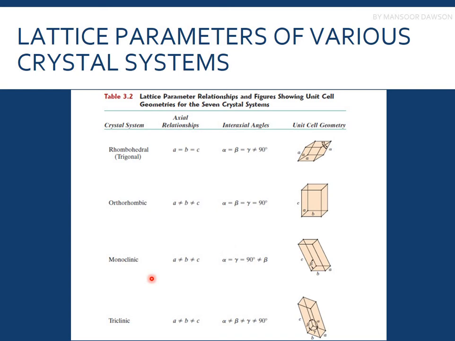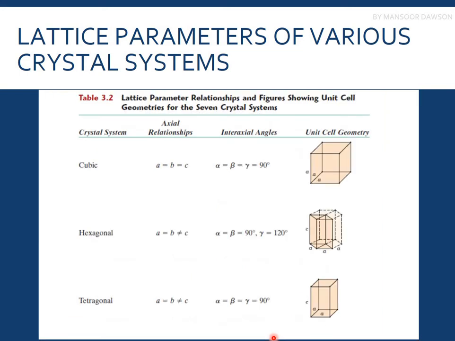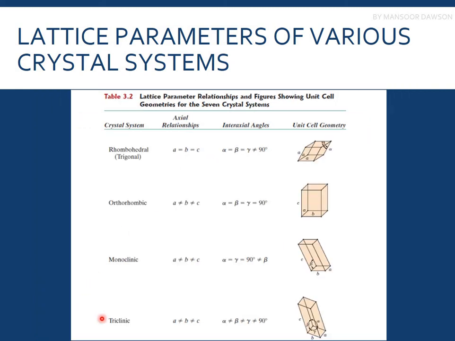So in triclinic, none of the sides are equal, and none of the angles are equal to 90 degrees. All the sides have different dimensions, and the angles are also not equal to each other and not equal to 90 as well. So these were the 7 crystal systems. We studied cubic, hexagonal, tetragonal, rhombohedral, orthorhombic, monoclinic, and triclinic.